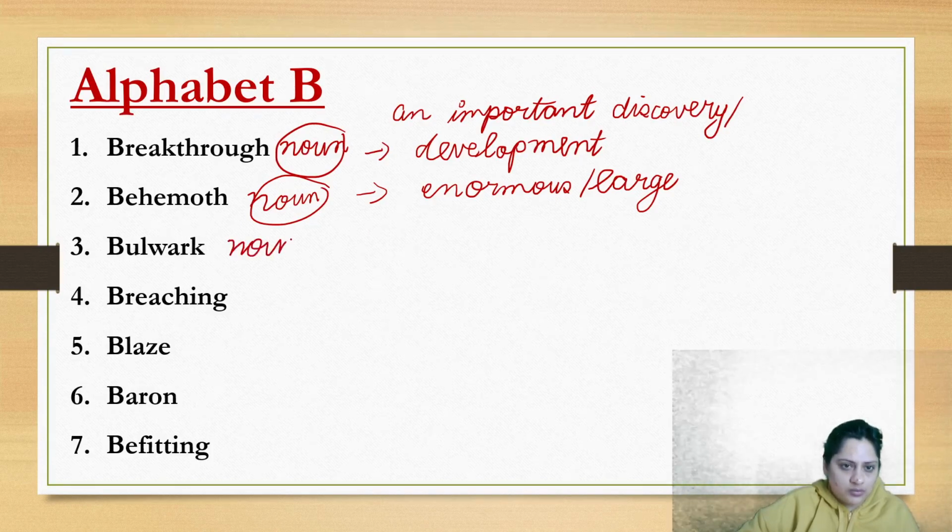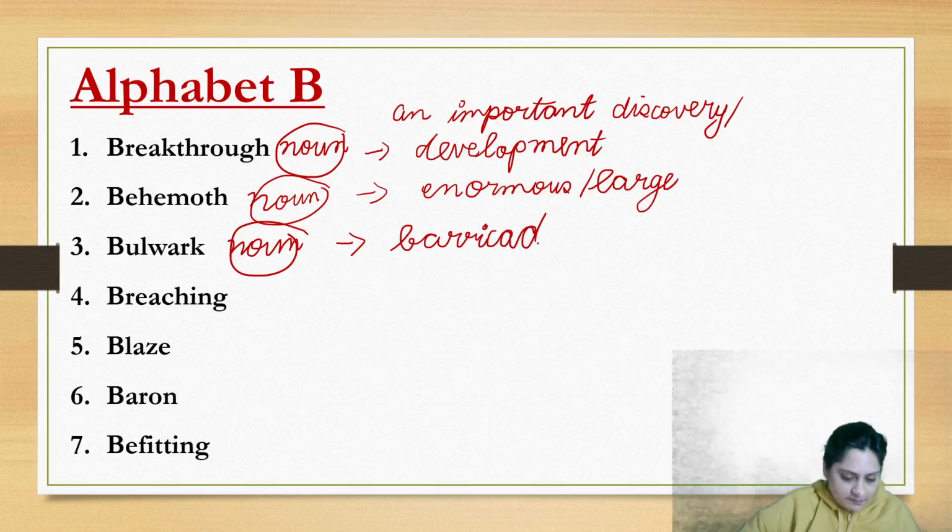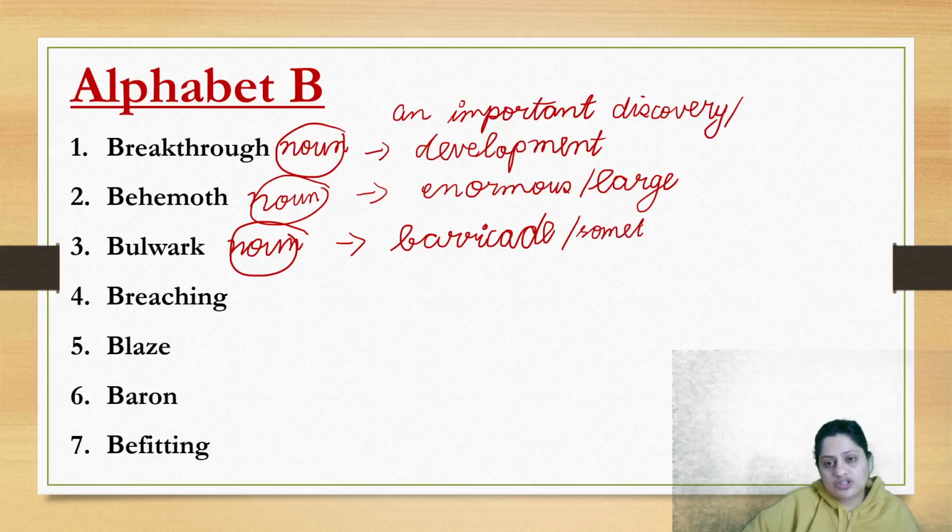Bulwark is a noun word. This was recently in one of your newspaper headings also, which means a defensive wall, basically a barricade. You should remember the common meaning: something that will prevent, barricade, something that protects you from any dangerous or unpleasant situation. Okay, barricade, parapet. Okay, it is a noun word, something that protects you from unpleasant situation.